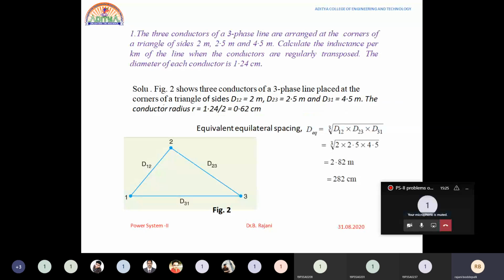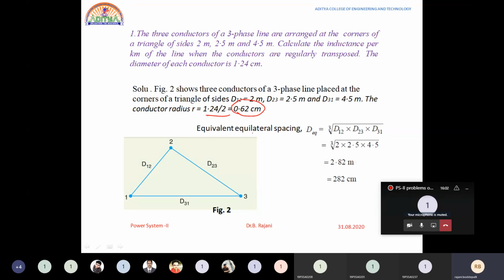The problem is given such that the three conductors of a three-phase line are arranged at the corners of a triangle with sides D12 of 2 meters, D23 of 2.5 meters, and D31 of 4.5 meters. The diameter was given, and we have converted it to radius. D by 2 is the radius, so R is 1.24 by 2, which is 0.62 centimeters.